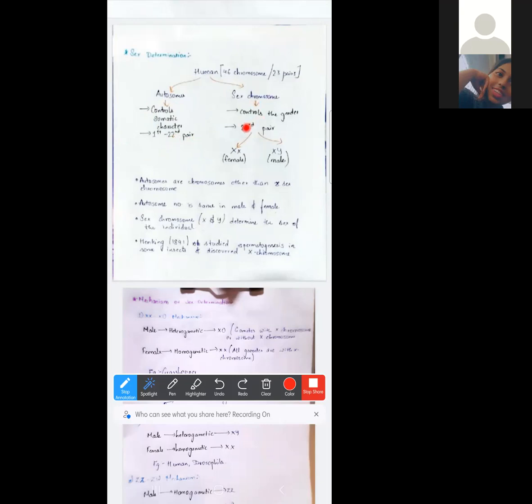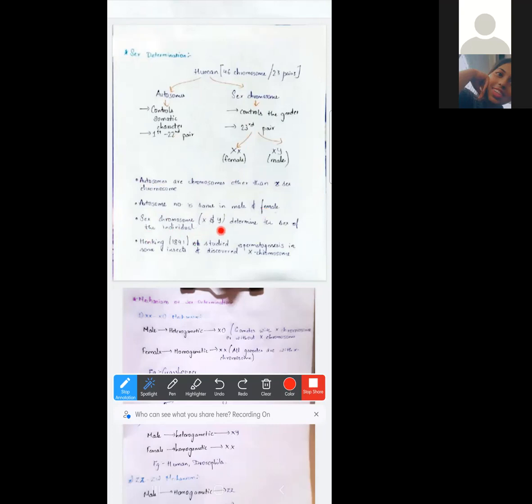Sex chromosomes control our gender. They specify our gender. The 23rd pair of chromosomes is the sex chromosome. If the sex chromosome is XX, then the individual is female. And if it is XY, then the individual is male. Autosomes are chromosomes other than sex chromosomes. Autosome number is the same in male and female in humans. That is, males have 44 autosomes, females too have 44 autosomes.